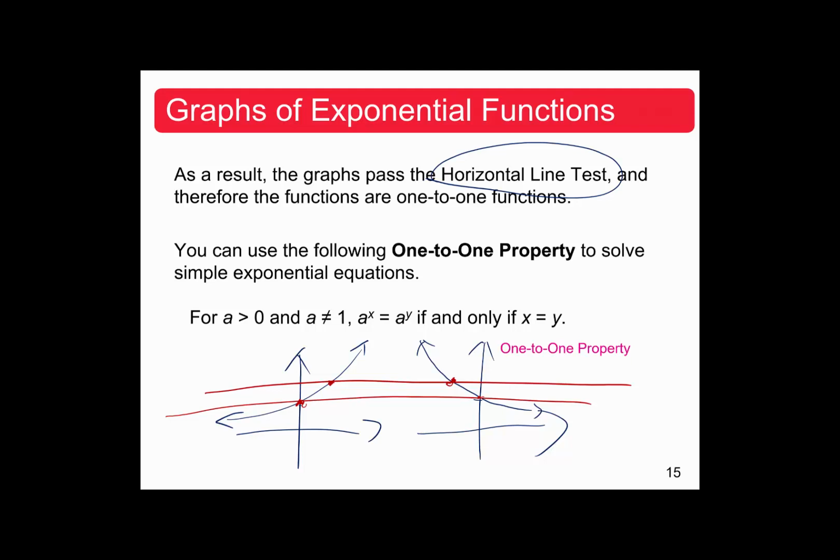That's what we learned about functions in chapter 2. Since it's a function, it's a one-to-one relationship. And you can use the following one-to-one property to solve exponential equations. If we have a given exponential equation, a raised to x equal to a raised to y, for these two to be equal to each other, the exponents must be equal to each other. This is what they call the one-to-one property. If the bases are the same and they are equal to each other, then the exponents for both must be the same.